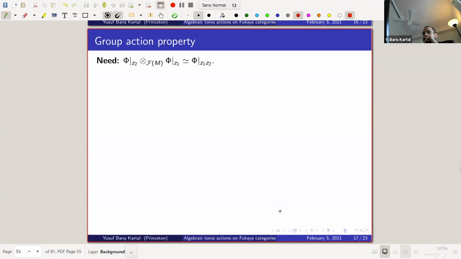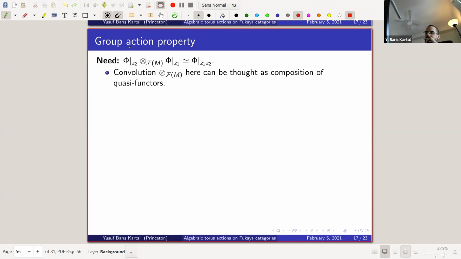Okay. So what we need is this group action property. This family is constructed in an artificial way. We know it is geometric when Z1 is close to identity. We don't know anything about its behavior when Z gets far from identity, whether it corresponds to a genuine symplectomorphism. And what I need to show is this group action property.